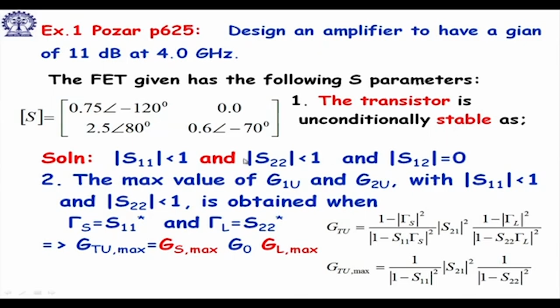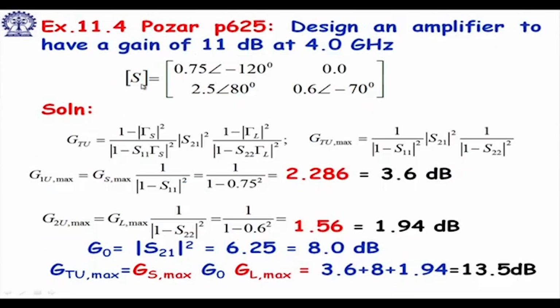First check the unconditional stability: S11 is less than 1, S22 less than 1. You see it is unilateral, already S12 is 0, so the maximum value will be obtained here. Find out those values, and you see I have written everything.